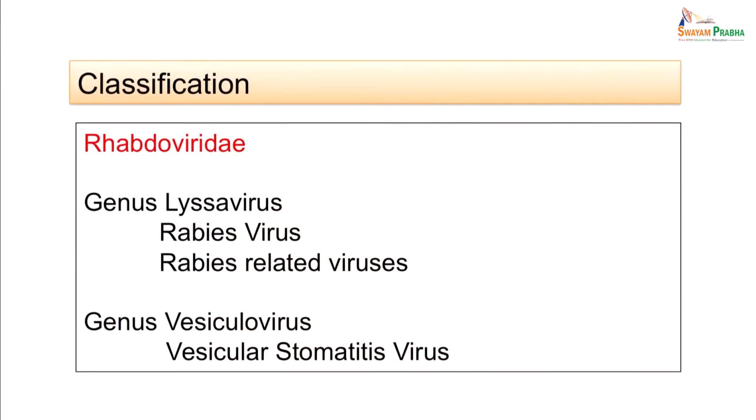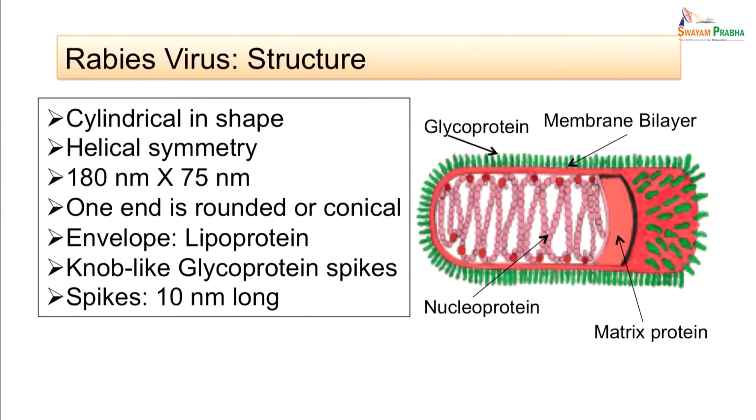Now, rabies virus is classified in family Rhabdoviridae. The rabies and rabies related viruses belong to genus Lyssavirus in the Rhabdoviridae family. The virus has helical symmetry, it is cylindrical in shape. The virus particle is bullet shaped or rod shaped. The dimensions are 180 nanometer by 75 nanometer and one end of the virus is rounded or conical and the other end is usually planar or concave.